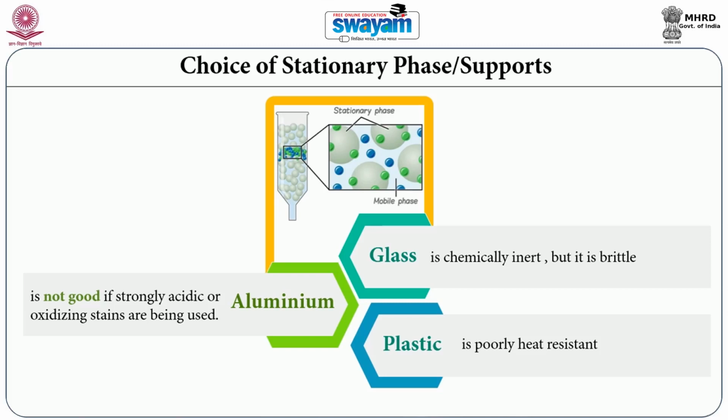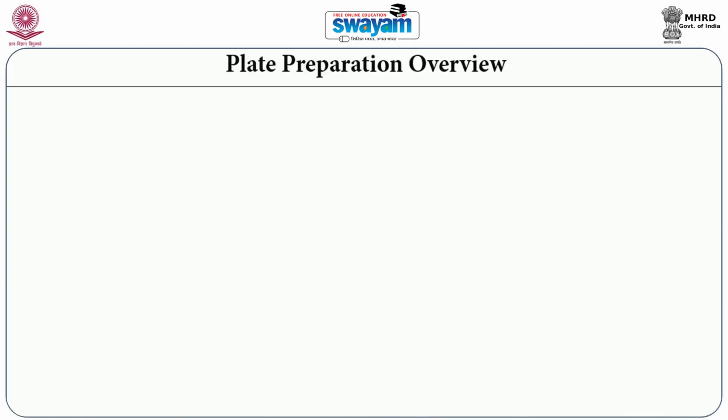Now here again, before we get into the specifics of some of the examples of stationary phases and development methods, remember that depending upon the relative polarity of the stationary phase with respect to the mobile phase, the chromatography may be called either normal phase or reverse phase, and I shall discuss that later. Now, this is an overview of plate preparation.